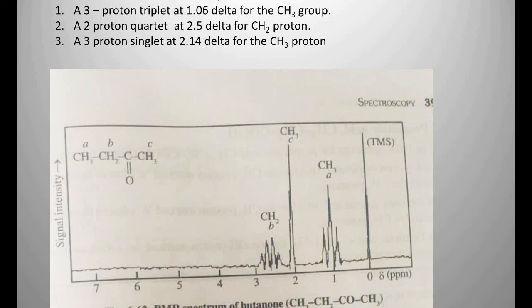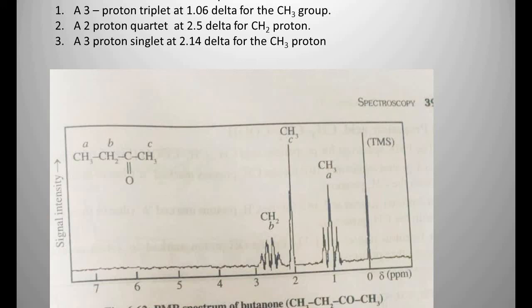First is a 3 proton triplet at 1.06 delta for the CH3 group. Next is a 2 proton quartet at 2.5 delta for CH2. Okay, that is a mistake that occurred.